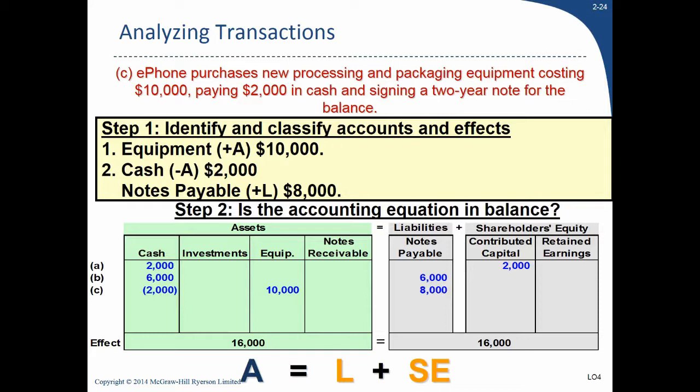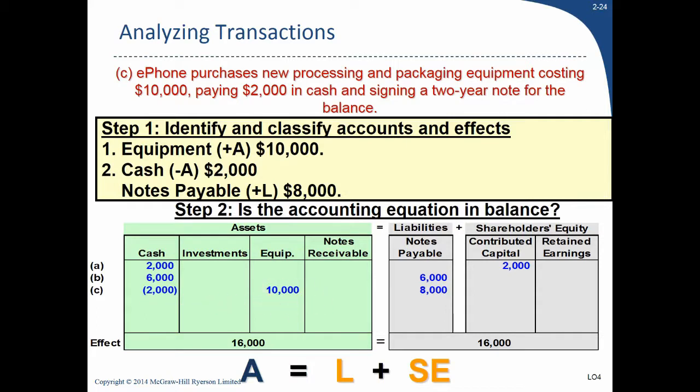So we received some equipment worth $10,000. We paid cash of $2,000, and we also made a legal promise to a third party to say we will pay you $8,000 in the future. Once you sign that document that says I'm buying the equipment from you and I'll pay you $8,000 in the future, that's a legal obligation, right? You will owe that money. So what happens? Cash goes down by $2,000, equipment goes up by $10,000.